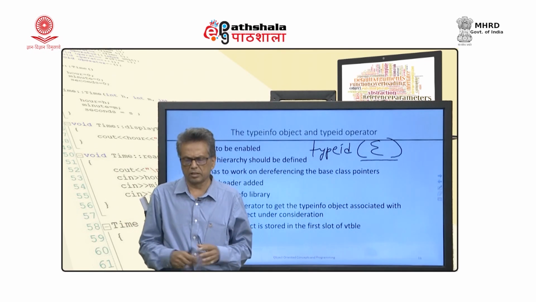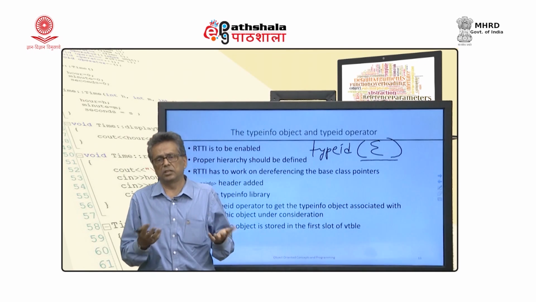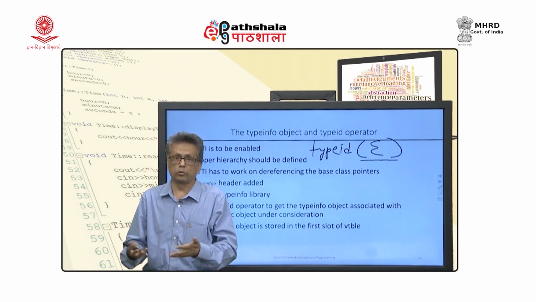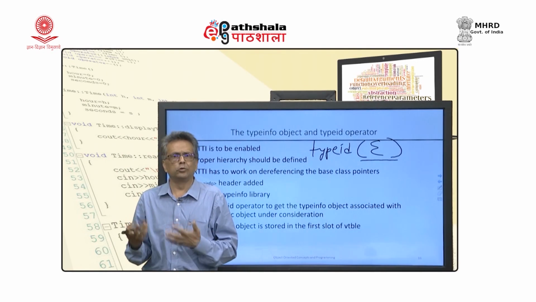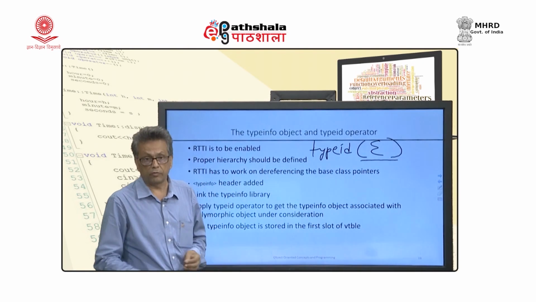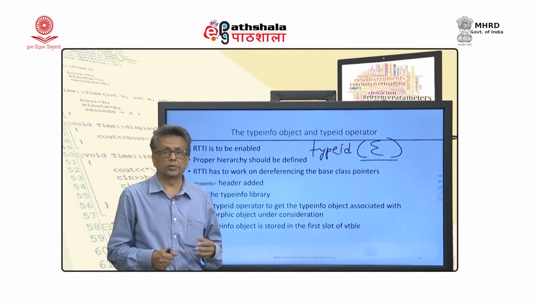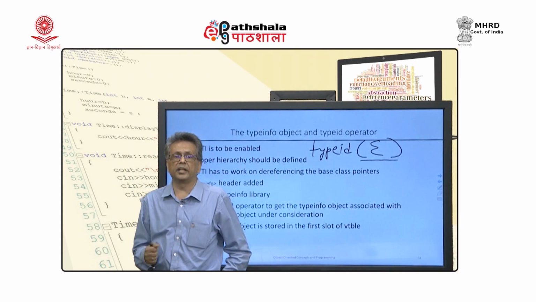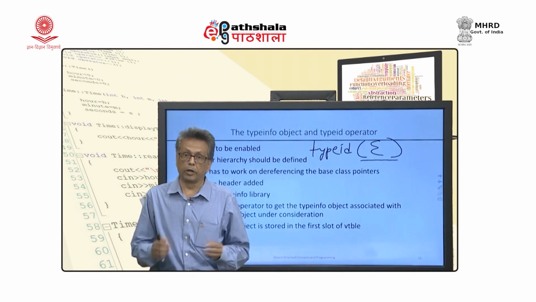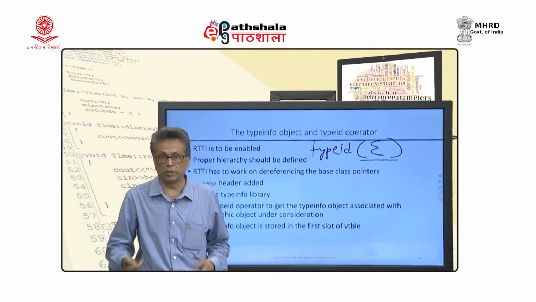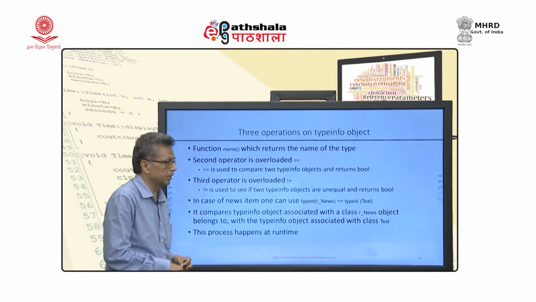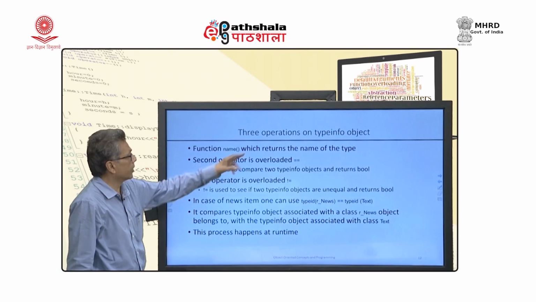I will not be discussing that, but as I said, you need to have the type_info object associated with that class. You will have to store it somewhere, and compilers usually store it in the very virtual table where they store virtual functions. In most cases, if you enable RTTI, the vtable is generated even if you do not use virtual functions, because the vtable is used to store the RTTI type_info object. There are 3 operations possible.